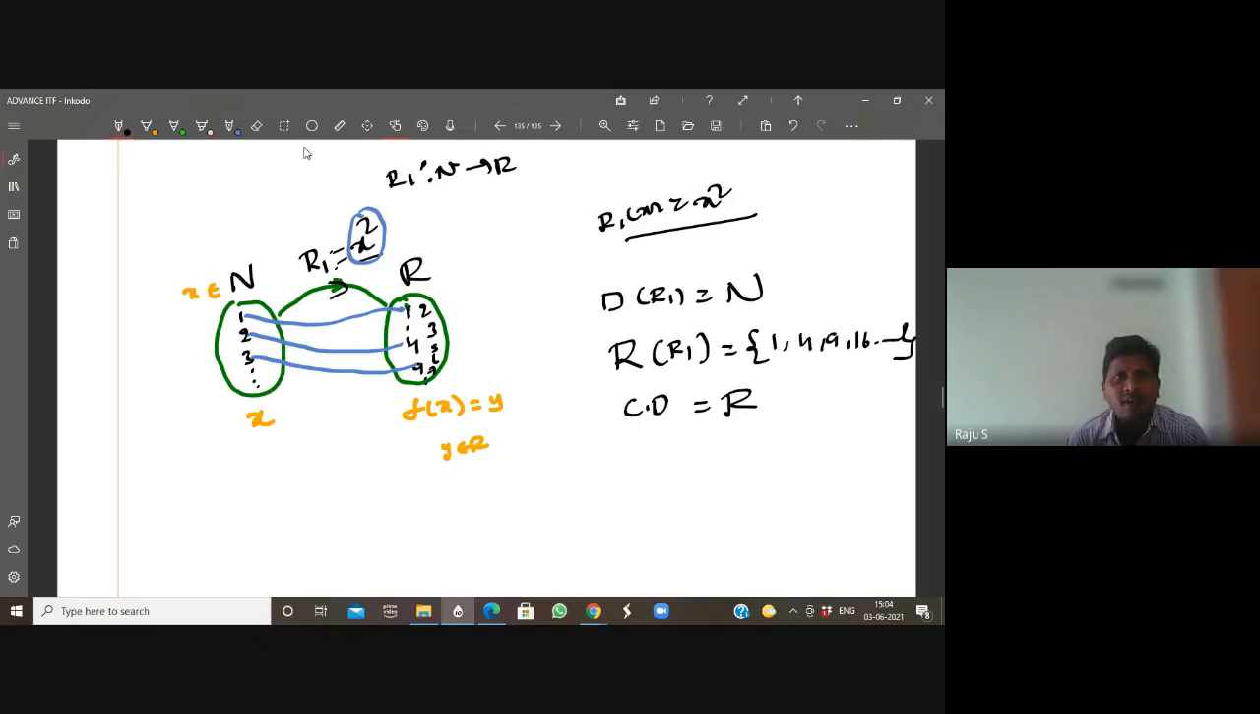Simply, when they define here, remember that this is the domain and this is the codomain. According to the mapping, we are going to get some output: 1, 4, 9. All outputs are given by the range. Domain of the relation, domain of the function, codomain of the relation, codomain of the function, range of the relation, range of the function will be the same. A function is just a special case of a relation.